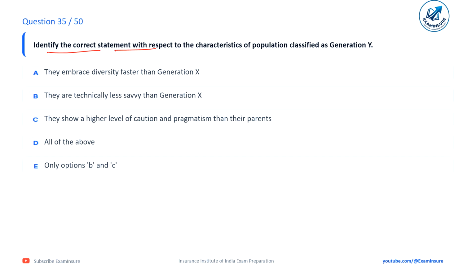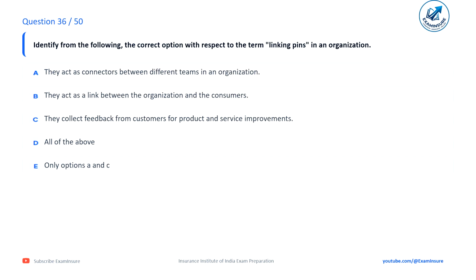Identify the correct statement with respect to the characteristic of population classified as Generation Y. They embrace diversity faster than the Generation X. They are technically less savvy than the Generation X. They show a higher level of caution and predicting than their parents. All of the above and only option B and C. So the correct answer is they embrace diversity faster than the Generation X.